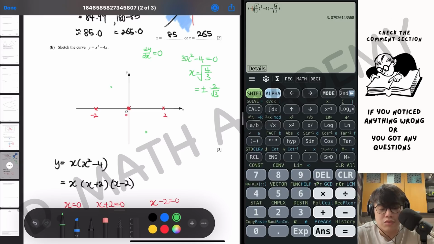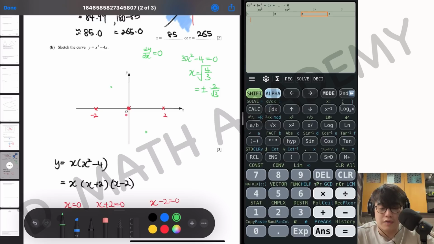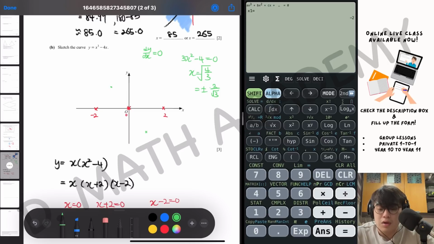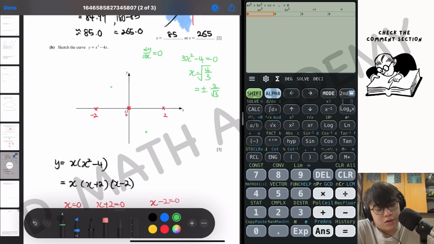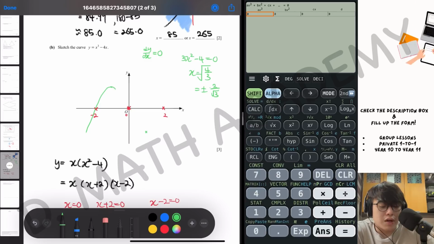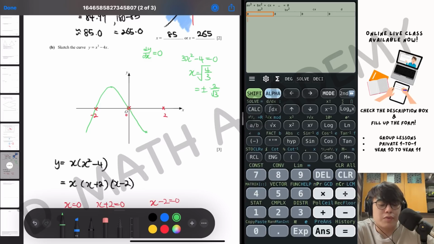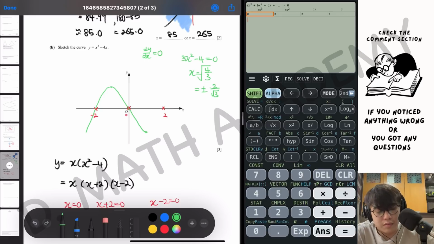Is that it? Should it be 3 turning points? Okay, I use cubic sequence to double check everything. 1, 0, negative 4. You have negative 2, 0, and 2. Yeah, these are only the 3 intersections. Okay, so I just sketch it out. It should look something like this. And then the curve went down, touches 0 to this point, and then it should back up.